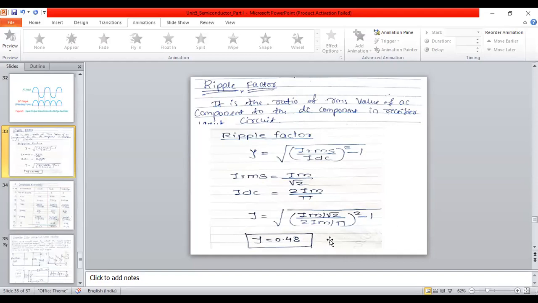What is the ripple factor for the half wave rectifier? It is 1.21. Okay, note it down.